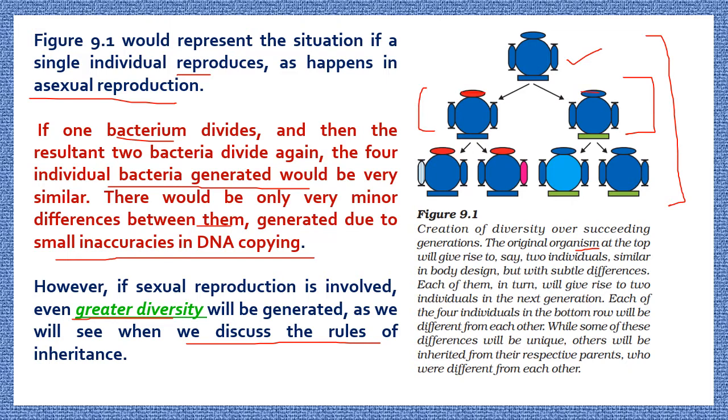And each of them in turn will give rise to two individuals in the next generation. Here you can see this one and this one, okay? And now we have four individuals. Each of the four individuals in the bottom row will be different from each other. While some of these differences will be unique, some will be inherited from their respective parents, who were different from each other at that time.